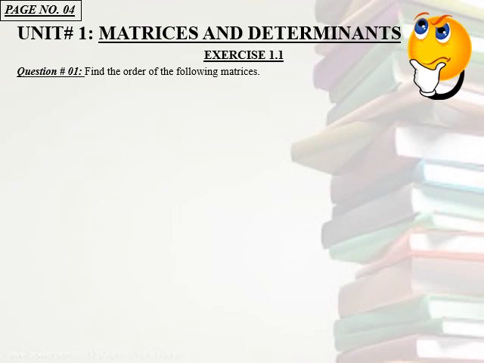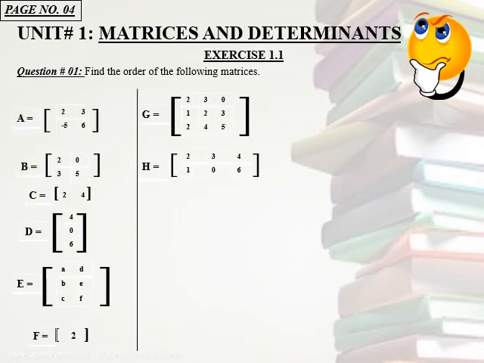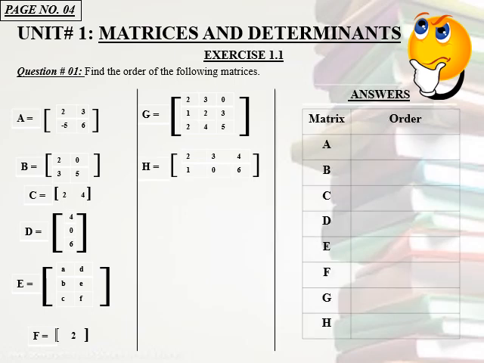Now come to exercise 1.1, question number 1. Question number 1 is find the order of the following matrices. These are all the matrices given in your exercise. You can see on page number 4. Let's see the answers. First of all, go for matrix A. The number of rows in matrix A are 2 and the number of columns are also 2. So the order of matrix A is 2 by 2.